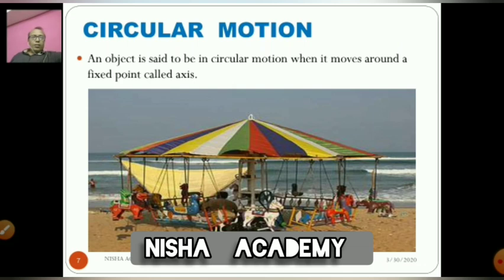Second is circular motion. See the pictures of a merry-go-round. Hope you all enjoyed the merry-go-round in your childhood. What can you observe while sitting on a merry-go-round? You are taking a round of a single pole, which is called a fixed point. So, circular motion can be defined as: an object is said to be in circular motion when it moves around a fixed point, which is called an axis.